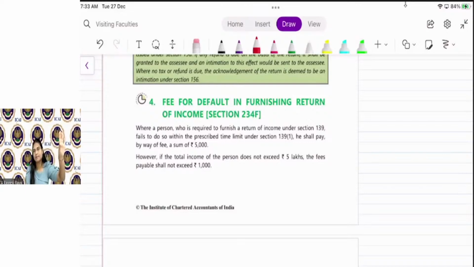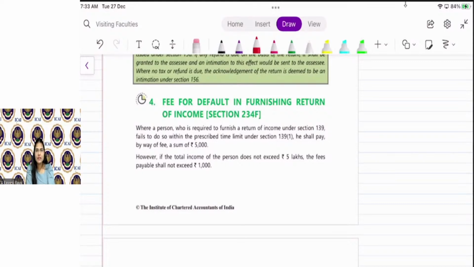Interest is there. Late filing fee is separate. Late filing fee is levied straightaway because of default in furnishing return of income. So in case of default in furnishing return of income within the due date, you have to pay late filing fees and interest on tax payable amount under section 234A as well.